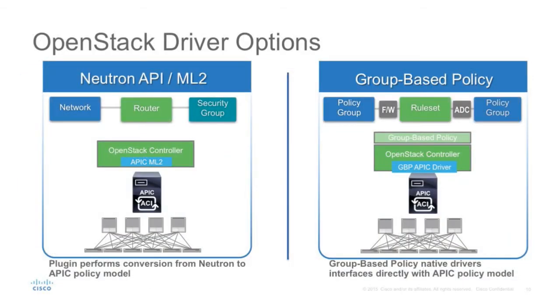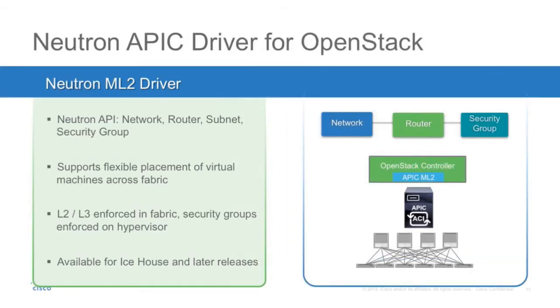So there's two ways to integrate OpenStack with ACI. And the first way is to do it through the Neutron or ML2 APIC driver. And the second way is to do it through group-based policy driver. Now the Neutron or ML2 driver is available for Icehouse and up. And there's still kind of a conversion that needs to go on.